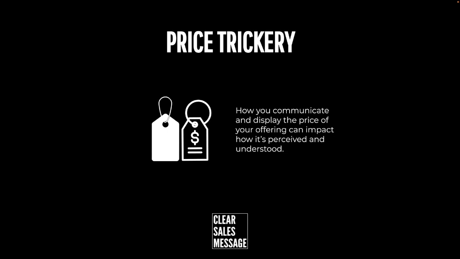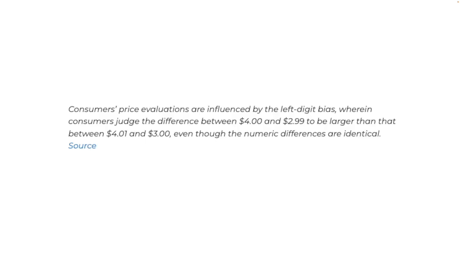How does it work? Well, it works because it's been proven that odd pricing and things like the left digit effect can change how we perceive prices. For example, and this is taken from a source on the internet, consumers' price evaluations are influenced by the left digit bias, where consumers judge the difference between $4 and $2.99 to be larger than that between $4.01 and $3, even though the numeric differences are identical.